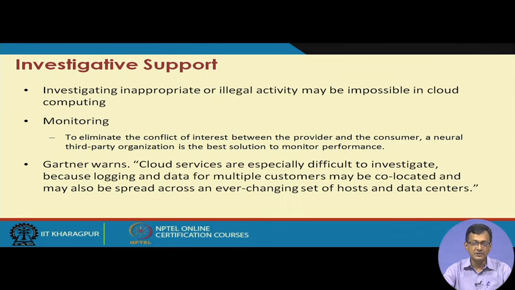Then investigative support is another risk component. Investigating impropriety or illegal activity may be impossible in cloud computing, especially as there is not much control on the customer side. Neither is there much control over monitoring.